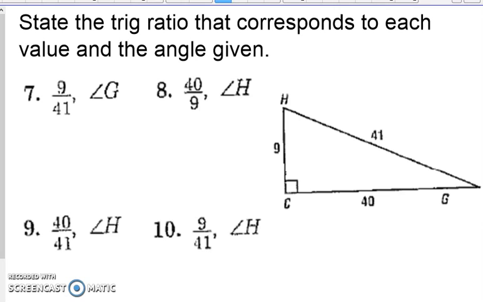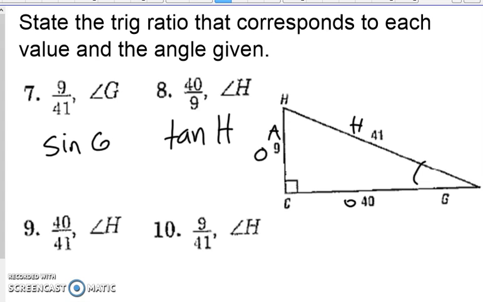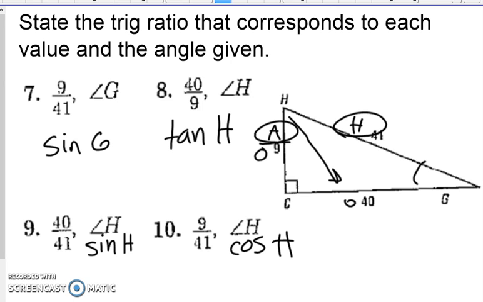So if you look at angle G, and we're talking about 9 over 41, that is our opposite over our hypotenuse. So 9 over 41 would be the sine of angle G. If we're talking about angle H, 40 over 9 would be our opposite over our adjacent, which would be the tangent of angle H. Talking about angle H, 40 over 41, that'd be the opposite over the hypotenuse. That would be the sine of angle H. And if we're talking about angle H and we want 9 over 41, that's our adjacent over our hypotenuse, so that would be the cosine of angle H.